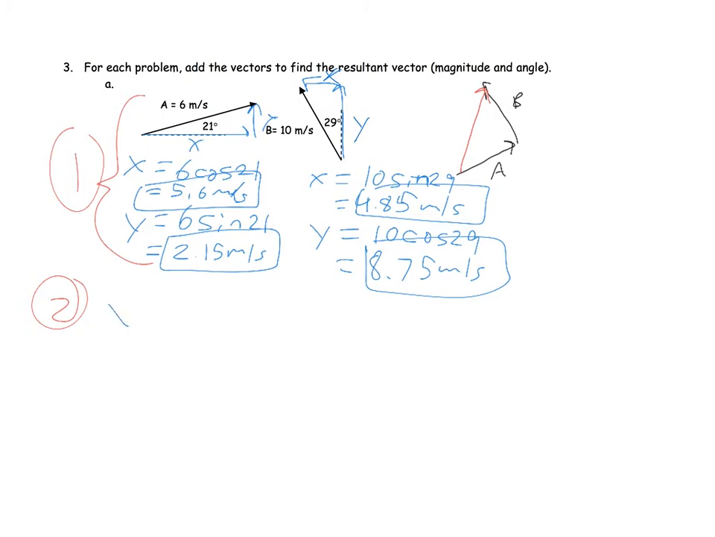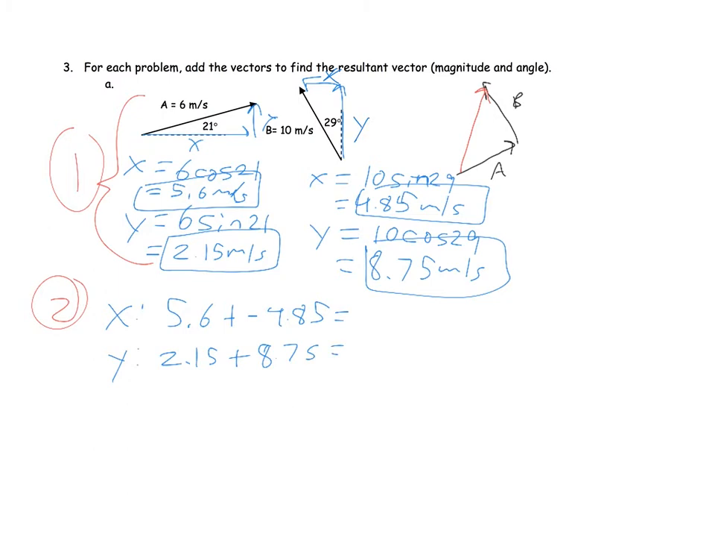Step number two is we're now going to add up our x and y vectors, and this is where I need to think about my signs. So my overall in the x, I have 5.6, and it's positive because it's going to the right, plus negative 4.85, negative because it's going to the left. In the y, I have 2.15, positive because it's going up, and this one is also positive, the 8.75, because that is also going up.